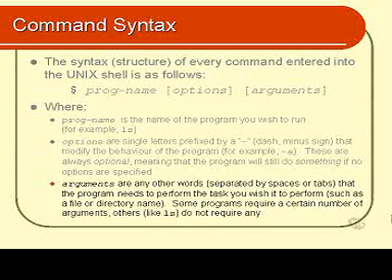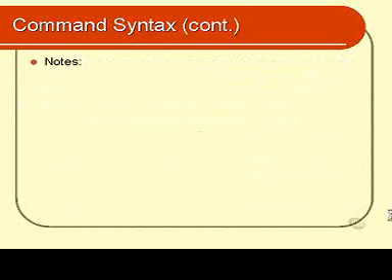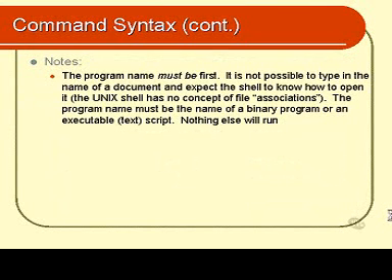So what's the difference between an option and an argument? Well, options are single letters, and they're prefixed by a dash, and they come before the arguments. Arguments can be of any length, and they come last on the command line. Let's look into that in a little more detail, some notes about all that. It is absolutely imperative that the name of the program be first on the command line. It's not possible to type the arguments or the options first.